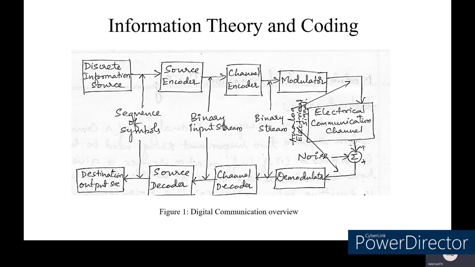We are going to use the Huffman encoding algorithm and the Shannon-Fano encoding algorithm as source encoders, whereas we are going to use linear block codes, cyclic block codes, and convolutional codes as channel encoders. So basically in information theory encoding, we mainly focus on this source encoder and channel encoder.